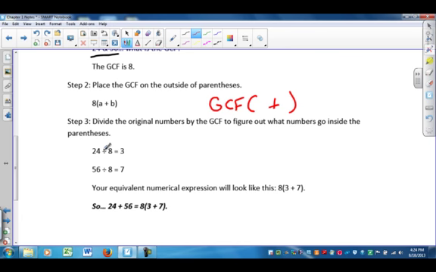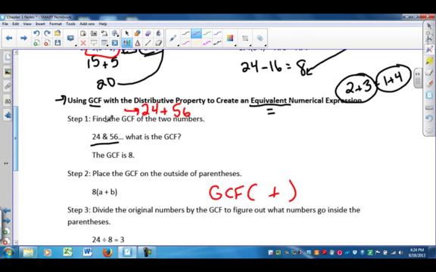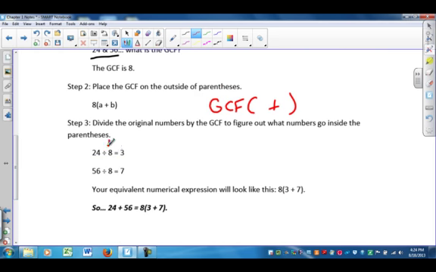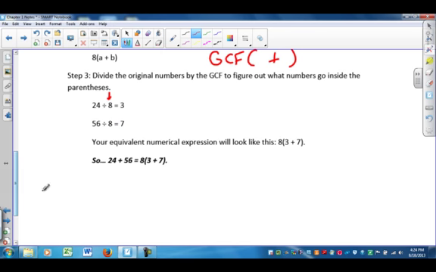What we're going to do is make a new expression, okay? So basically, we do 24, this number right here, and we're going to divide it by 8, our GCF, and figure out what the other factor is, and we're going to do the same thing with 56, and there you go. We converted 24 plus 56. We now made it into an equivalent statement. It's the same statement, okay? Only now it's the GCF outside two factors.